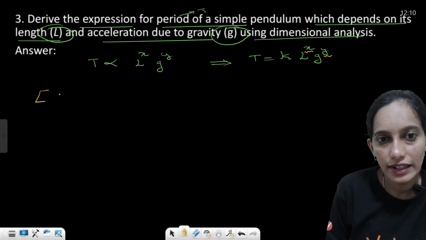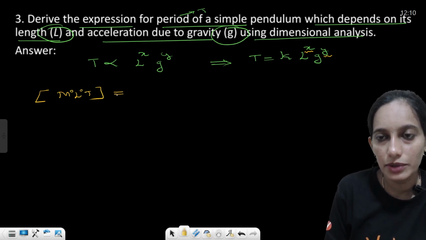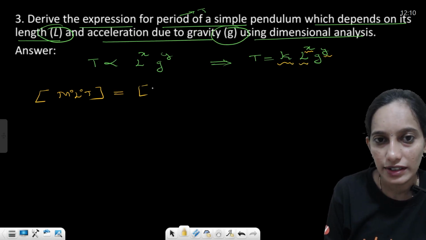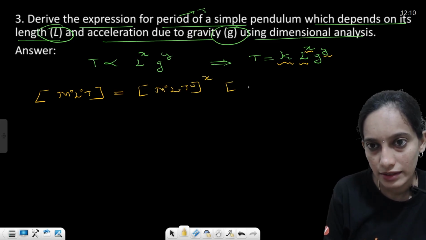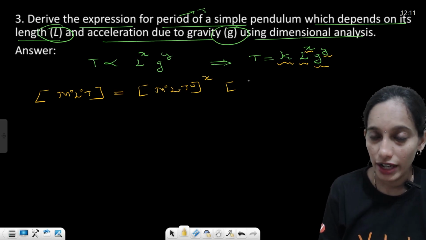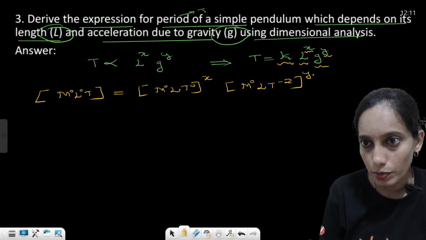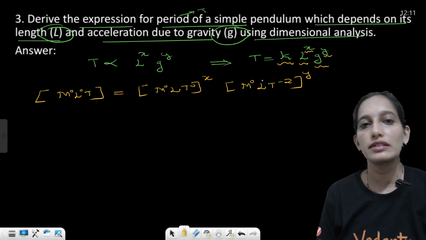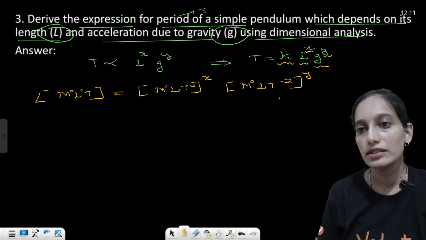So let us write down the dimensions of each term. On the left hand side we have T, the time period, whose dimension is M^0 L^0 T. This is equal to, so the constant is dimensionless and right now I'm not considering that, L raised to X, where L is M^0 L T^0, raised to power X, and then g raised to Y, the acceleration due to gravity raised to power Y. The dimension of acceleration due to gravity is M^0 L T^-2, raised to power Y, as it is, since acceleration due to gravity has the dimension of acceleration.